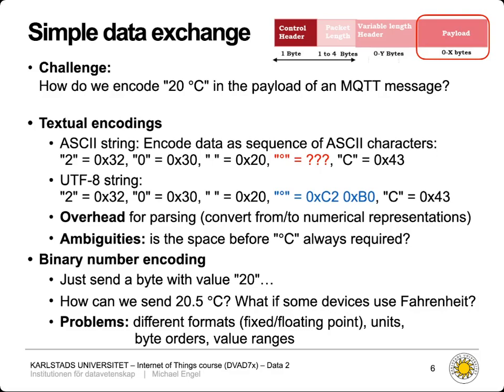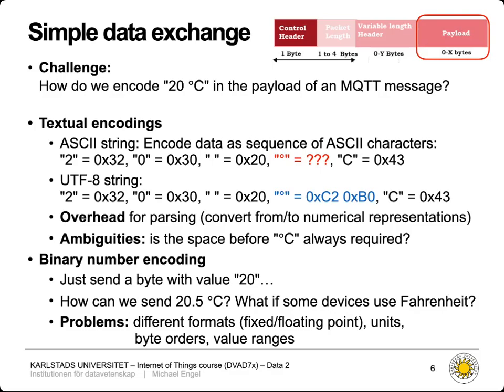Like we can have different formats for binary numbers, integers with or without negative values, fixed or floating point numbers. We haven't specified any units. And in case we want to send larger numbers that don't fit in one byte, as integers, for example, we have to define things like byte orders. So in byte orders, you have two different approaches, which we call big and little endian.